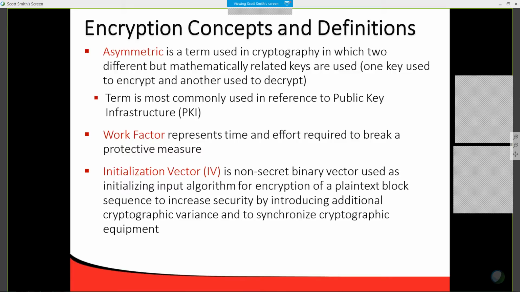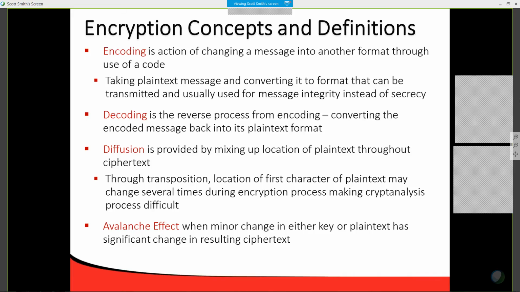Avalanche effect, right? We saw that term. It's when minor changes in either the key or the plaintext cause significant changes in the ciphertext. That's actually a good thing, right? You want to be able to make minor changes in the key or minor changes in the plaintext to generate this massively different ciphertext. Okay?